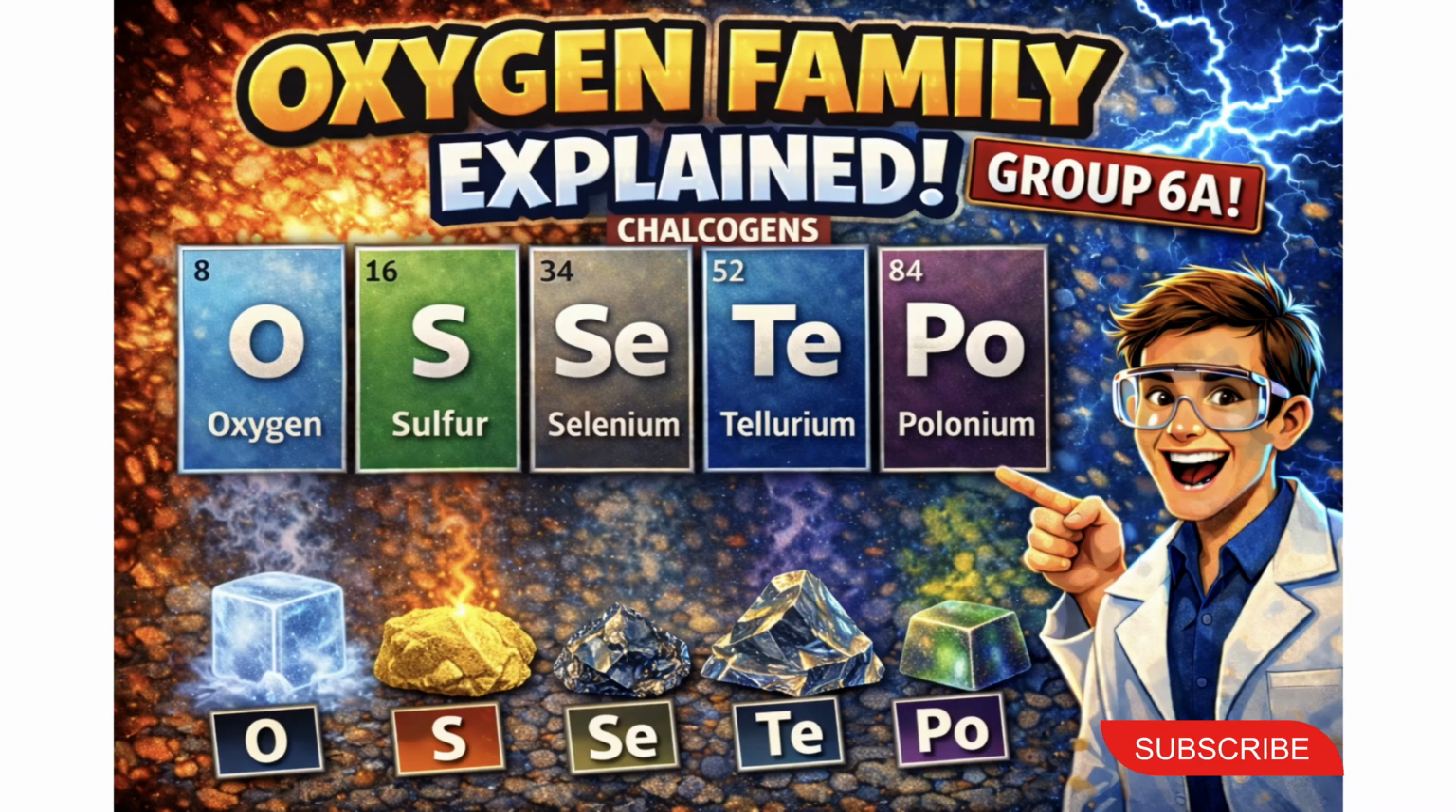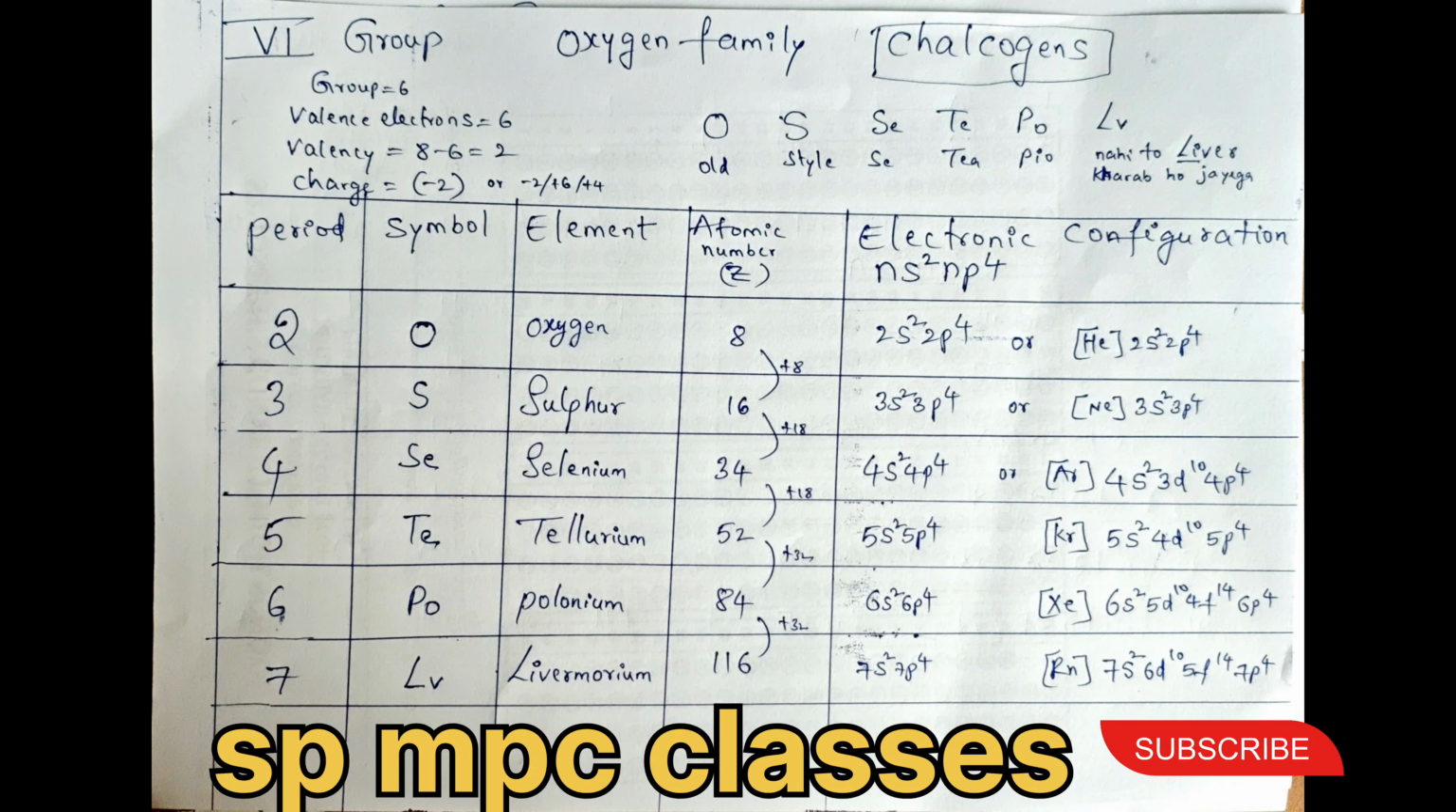Sixth A group elements, the oxygen family: oxygen, sulfur, selenium, tellurium, polonium, livermorium. Group number 6, valence electrons 6. Valency is 8 minus group number, 8 minus 6 is equal to 2, charge minus 2.